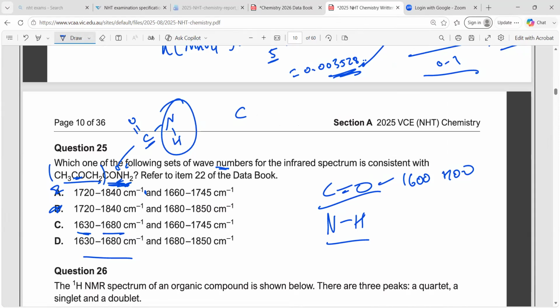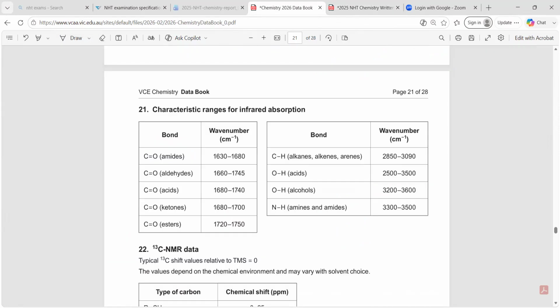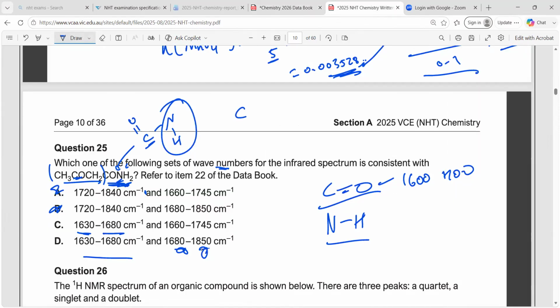It'd be from 1680 to 1700. So maybe something like that. Yeah, I'm not too sure. So it'd be 1680 to 1700. So most likely something like D.